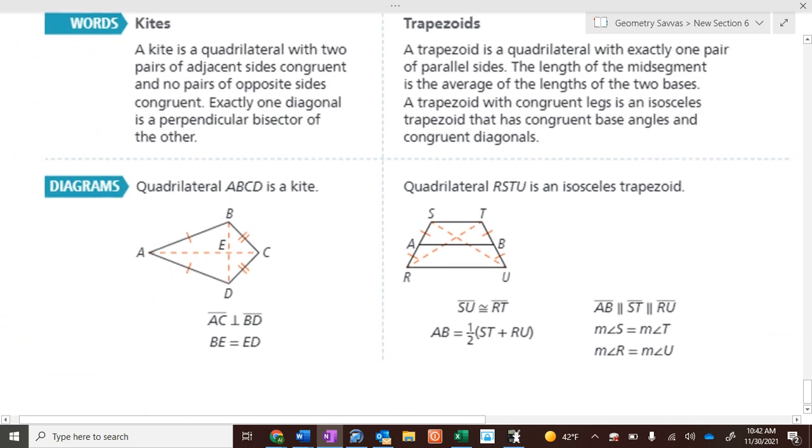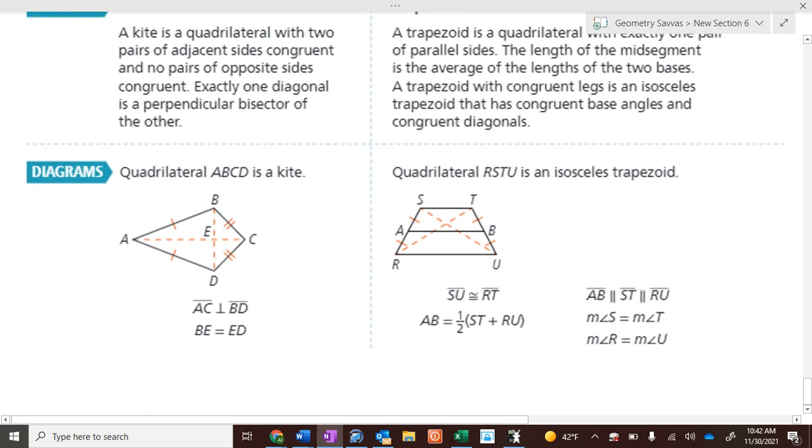So, in summary, kites: their diagonals are perpendicular. One diagonal gets bisected by the other diagonal. And the angles, this angle is congruent to this angle. This angle here is congruent to this angle over here. This angle here is congruent to this angle here. And this angle here is congruent to this angle here.